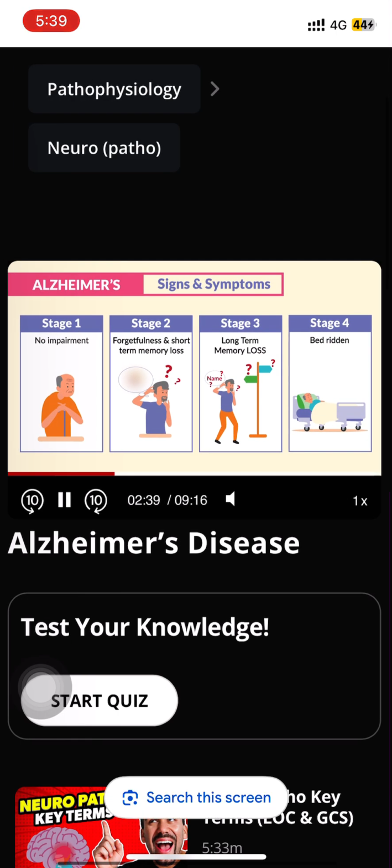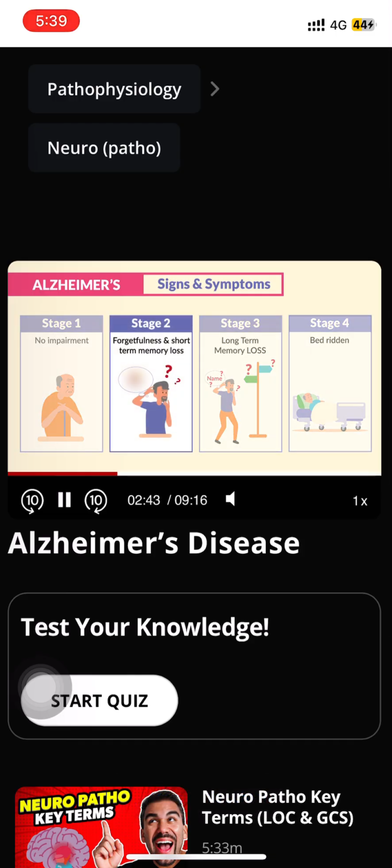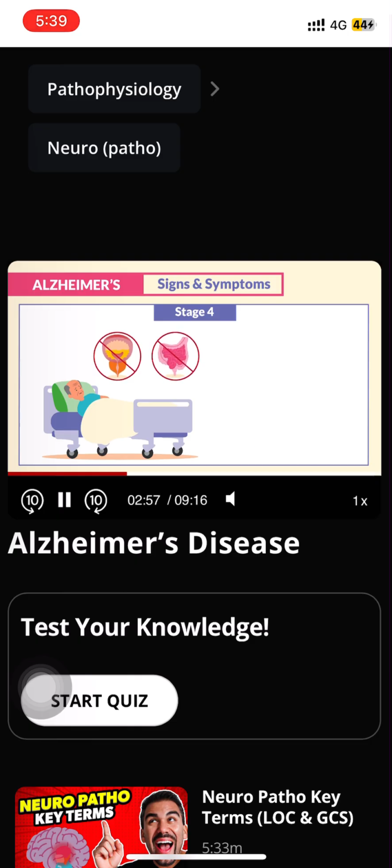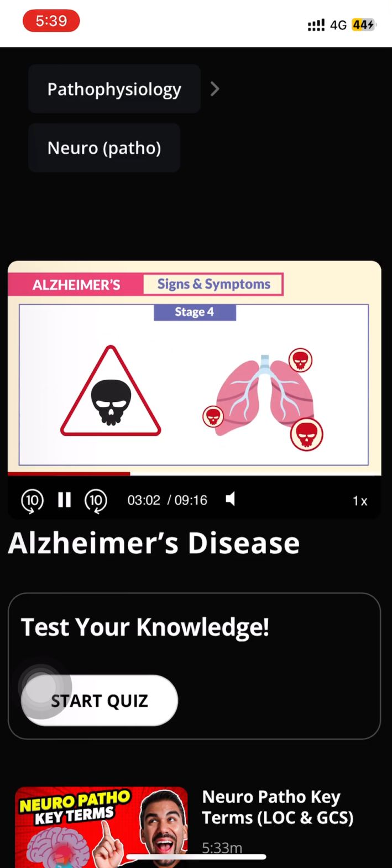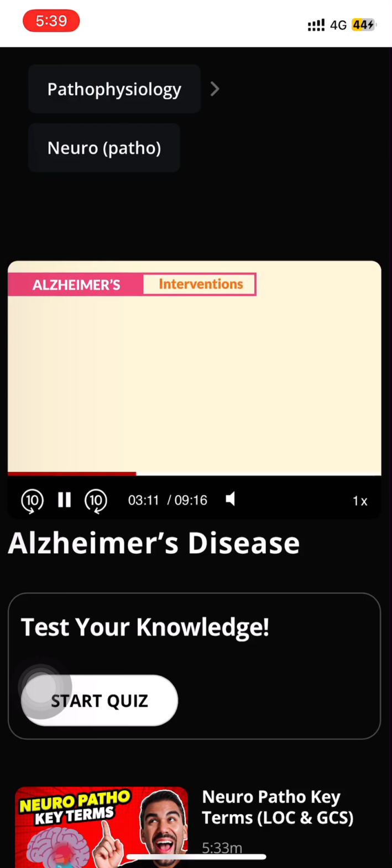Now, books will outline 3 to 7 stages of Alzheimer's, but to keep it really simple, here are the common stages. So, stage 1, we have no impairment. Stage 2, you start getting forgetfulness and short-term memory loss. Stage 3 is that long-term memory loss, where you start forgetting names and actually start getting lost. And then stage 4 is bedridden with uncontrolled bowels and urine, paralysis, as well as a common cause of death is infection related to pneumonia. But again, the stages of Alzheimer's are nice to knows and not technically a need to know on most question banks. Now, interventions are a need to know.